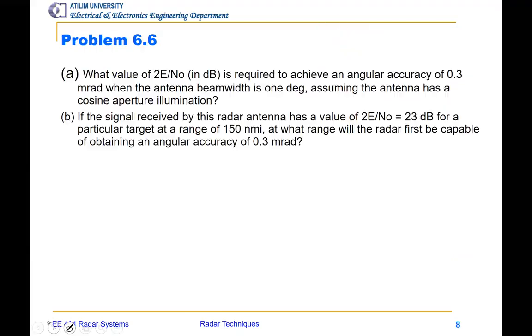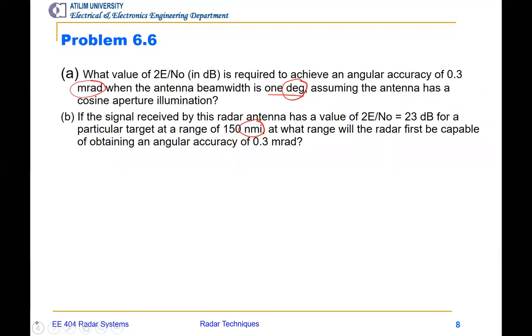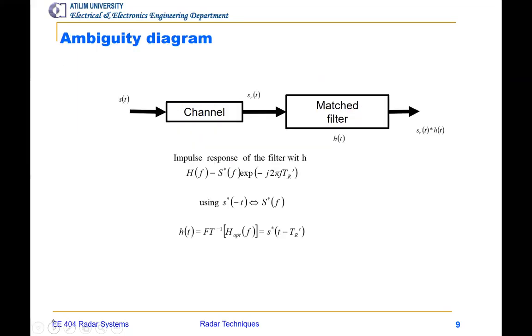There is one more exercise here, very similar to the previous one. Be careful about, again, the units here, degree and milliradian. This should be converted appropriately in order to get the correct result. It was about the discussion on accuracy of the parameters in a radar system. Next, we'll be discussing the ambiguity diagram or ambiguity function.